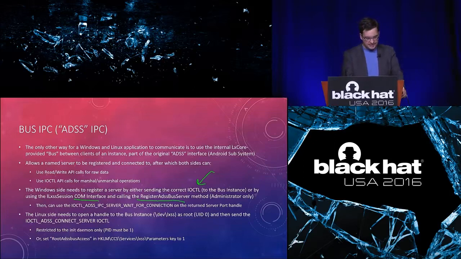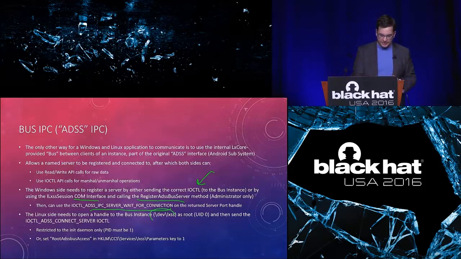So for example, you can send wait for connection, and now you're going to block waiting for a Linux process to connect to you. The Linux side would then open /dev/lxss. They have to be root in order to be able to do that. Then it can send an ioctl to connect to you.